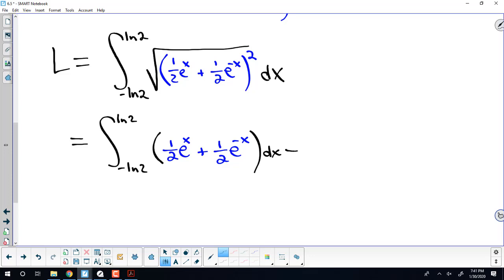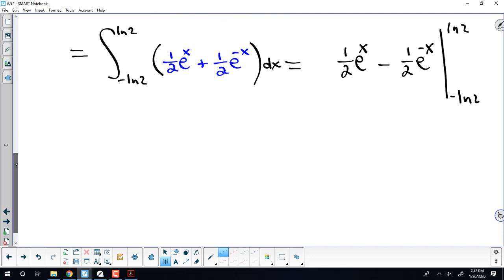So then the antiderivative we get 1/2 e to the x minus 1/2 e to the negative x, there to there. So this is one of those u substitutions that you should hopefully remember without u substitution, because it's just much more efficient.